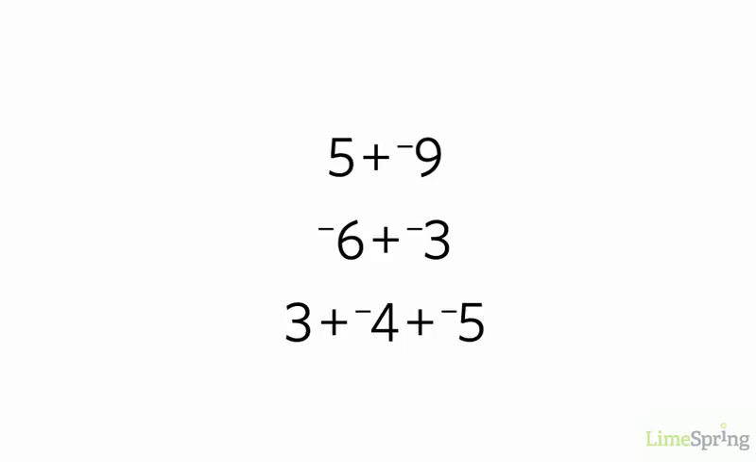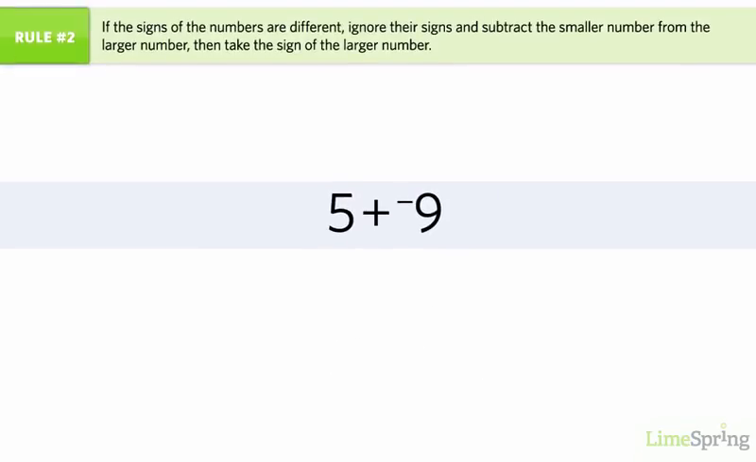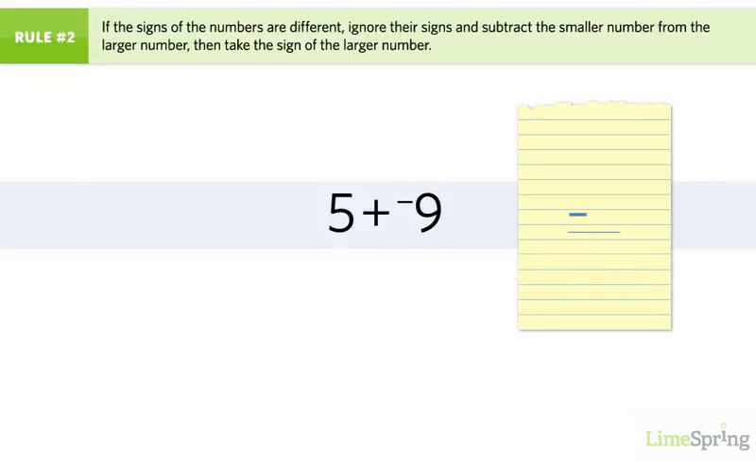Again, let's look at the examples I gave earlier. Do any of the examples have numbers with different signs? Well, in the problem 5 plus -9, the signs are different, right? 5 is positive and -9 is negative. So let's apply the rule. We look at 5 and 9 and see that 9 is larger. So we subtract 5 from 9 to get 4. Now we take the sign of the larger number, 9, which is negative, to get an answer of -4.